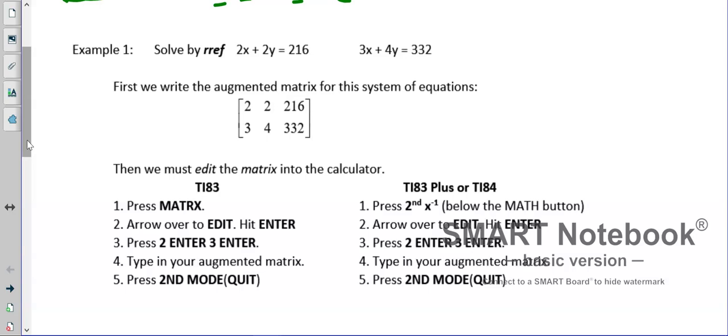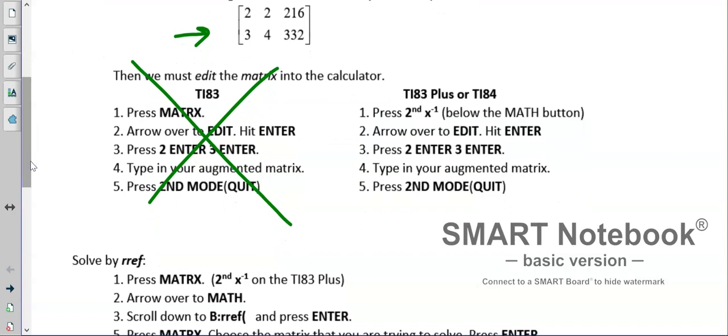So we have our 2 equations, 2x plus 2y equals 216, 3x plus 4y equals 332. Here is the matrix for it. Now, there's 2 instructions on here. Everything we have in here is the TI-83 plus or 84. So, here's how it works. I'm going to pull this up.